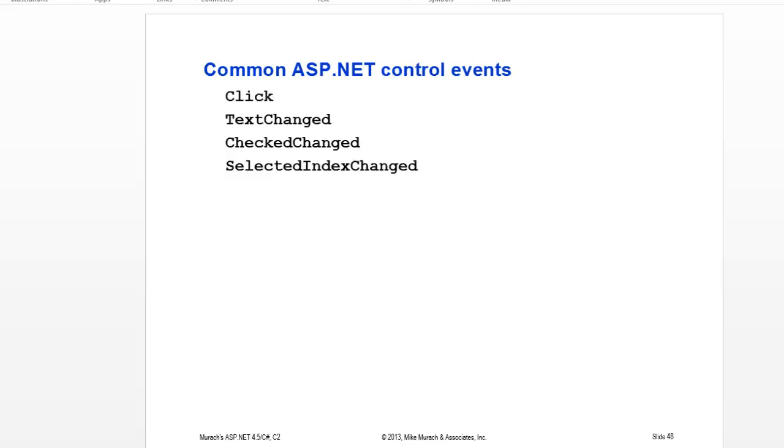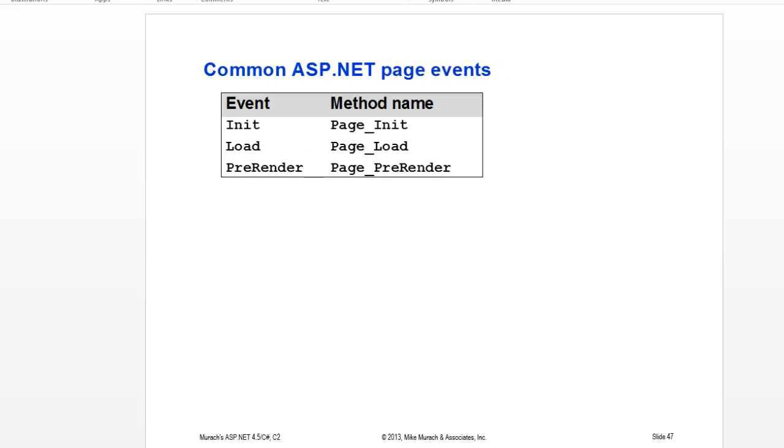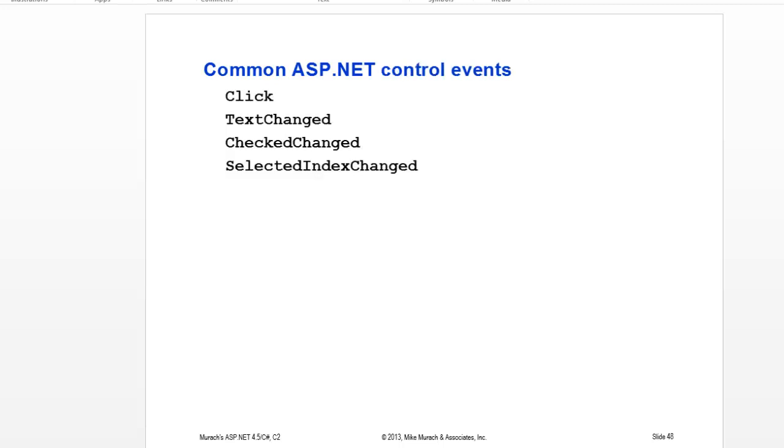Common control events, so the others were page events, so that has to do with the page itself. The common ASP.NET control events include things such as click, that's very common with buttons obviously, text changed, that's very common in text boxes, and then check changed and selected index changed. So check changed would work on radio buttons and check boxes.